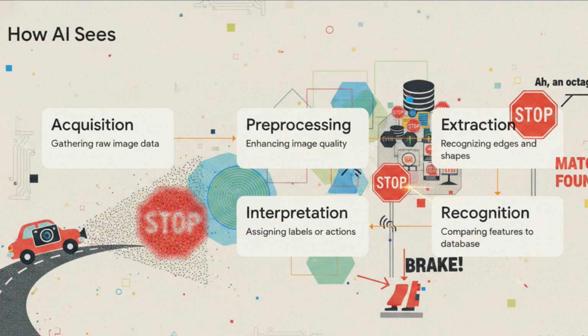Step 4 is pattern recognition. The model compares those extracted features against a massive, highly trained database. It goes, aha, a red octagon with these specific letters perfectly matches my database for a stop sign. And finally, Step 5, understanding and interpretation. The AI assigns a label and tells the car to hit the brakes. And the wildest part? That entire 5-step process happens in a fraction of a second.